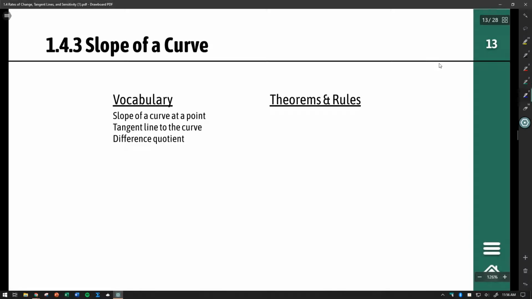Welcome to video 3 in this series. This one's on slope of a curve. We're going to see 3 new vocabulary terms: slope of a curve at a point, tangent line to a curve, and something called the difference quotient.